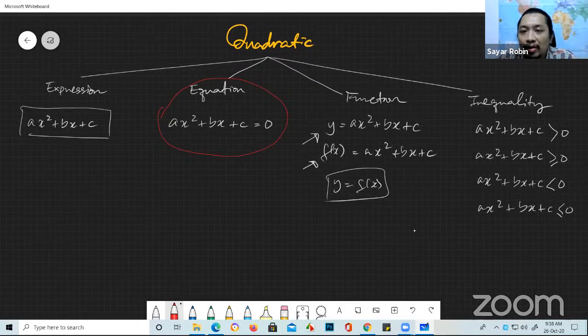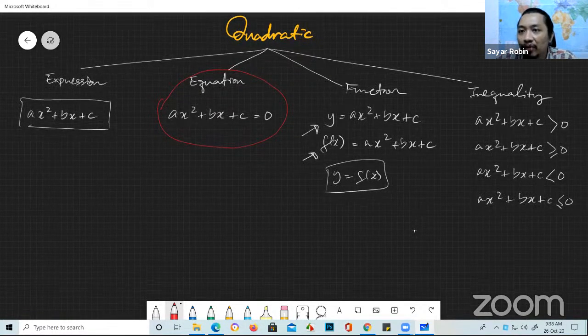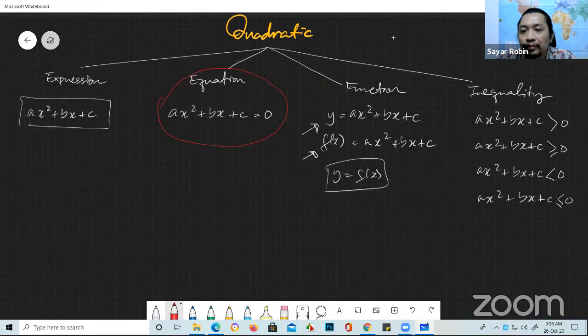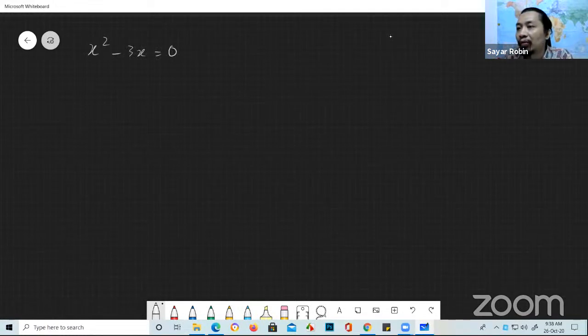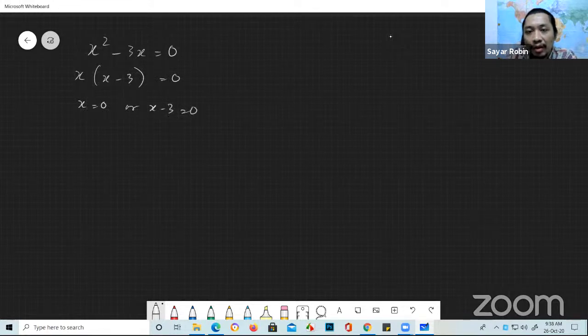How many types of solving quadratic equations have you ever learned before? Okay, so I'm going to review. For example, x squared minus 3x equal to 0. How are you going to solve this quadratic equation? We take out the common factor x first. So x times (x minus 3) equal to 0. x is equal to 0 or x minus 3 is equal to 0. So x is equal to 0 or x is equal to 3.